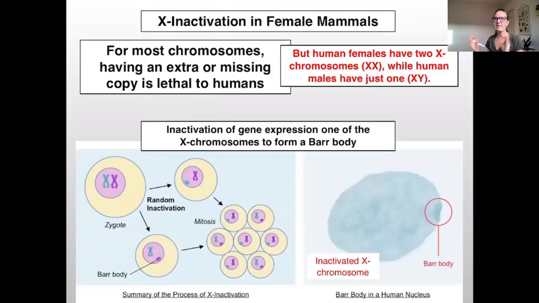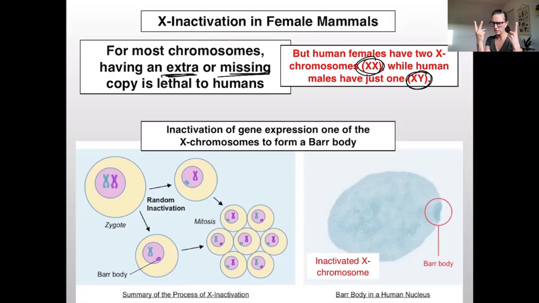All right, so I want to mention very briefly, I'm not going to talk about this very much at all, but I want to mention it in case you read about it somewhere. So females, because we have two X's, we are fundamentally different in terms of the numbers of big chromosomes that we have than males. So for most chromosomes, if you have an extra chromosome or a missing chromosome, it's lethal. Down syndrome is a unique situation where you can have a viable person, even though you have an extra chromosome, but that's rare, right? However, females have 2 X chromosomes and males just have 1.